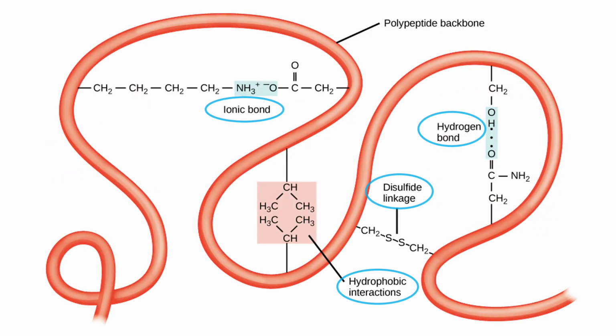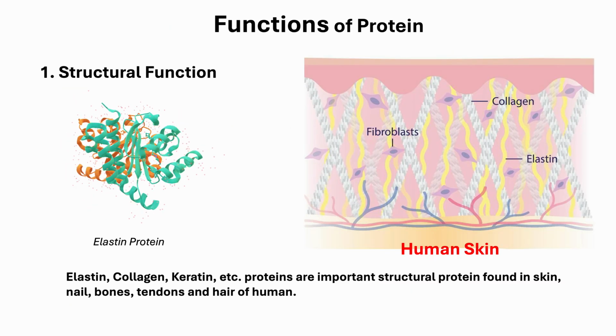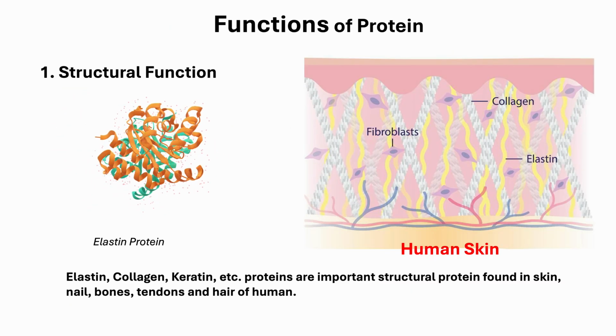Ionic bonds, hydrogen bonds, disulfide linkages, and hydrophobic interactions work together like a team building a perfect puzzle. This keeps the protein strong and ready to work. So friends, now let's talk about the functions of correctly folded proteins.